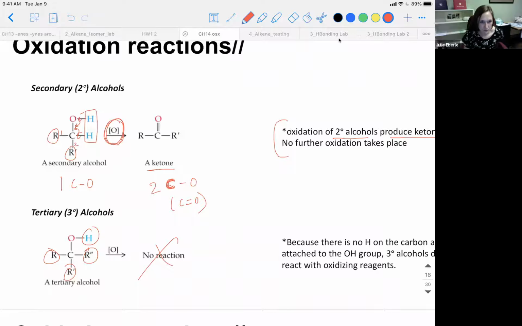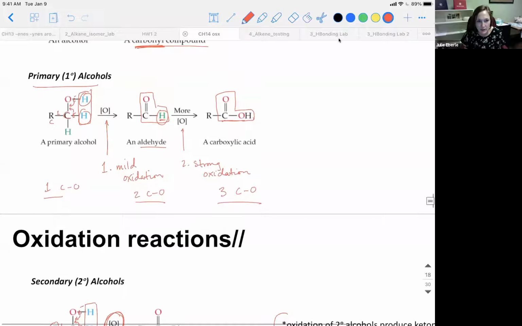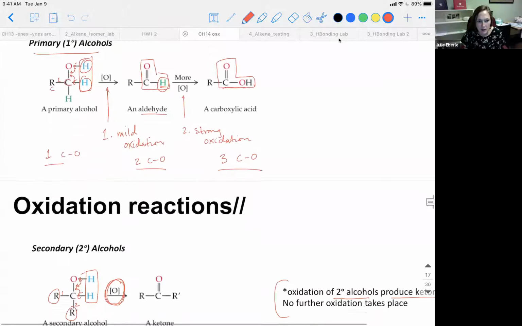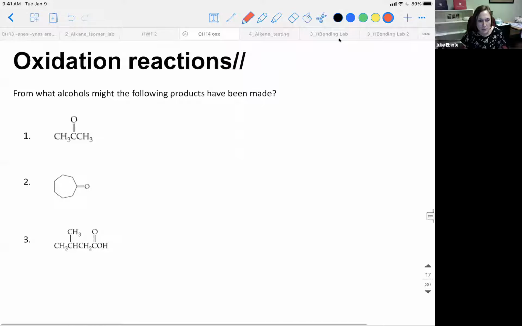And that's different. What you get, your product, is different depending on if you have a primary alcohol that's being oxidized, a secondary alcohol, or a tertiary alcohol. So let's put this into practice, what we just did a few minutes ago. From what alcohols might the following products have been made?